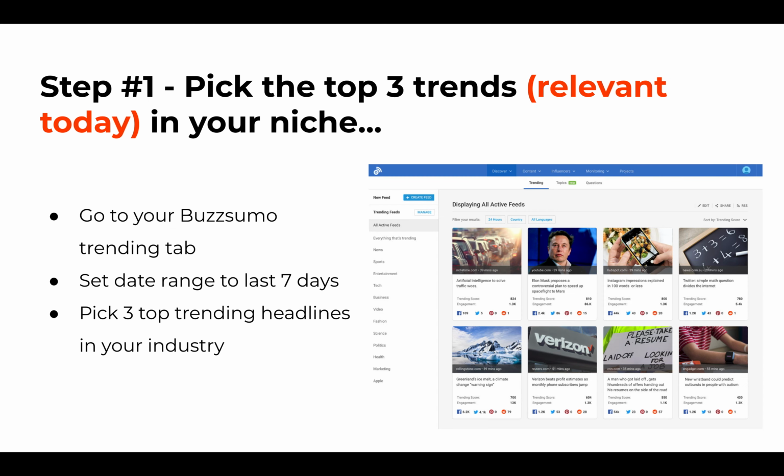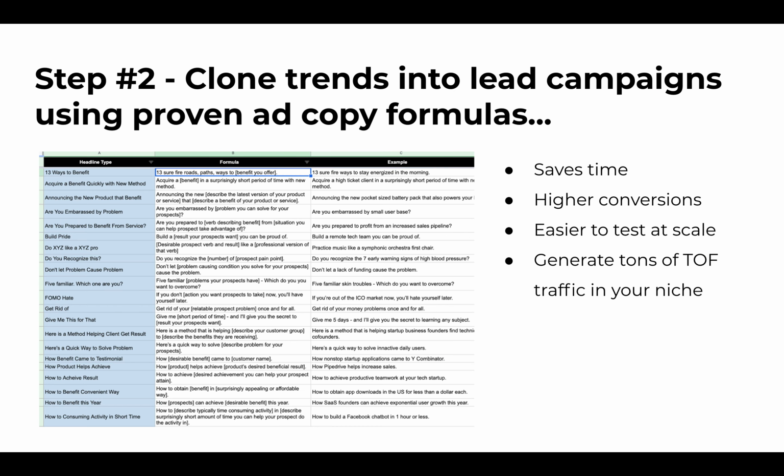So step 1, we can pick the top 3 trends relevant today in your niche. You can go to BuzzSumo and see the top trending tab in the last 7 days to pick the top 3 trends of headlines in your industry. This is going to give you a starting point to then clone those templates, those trends, into lead campaigns using proven ad copy formulas. So we can take a formula and save time, get higher conversions, and start with something that's easier to test at scale, which is going to give us a lot of top of funnel traffic.